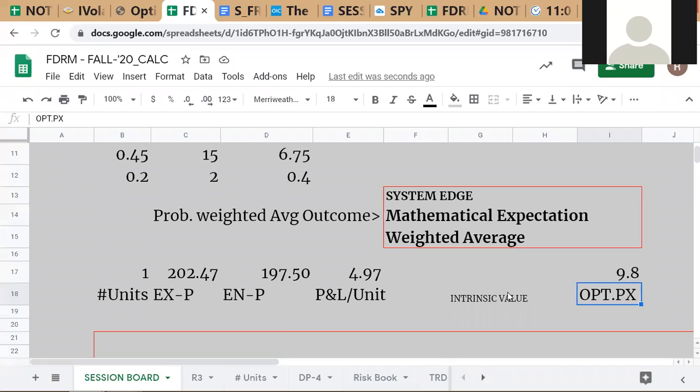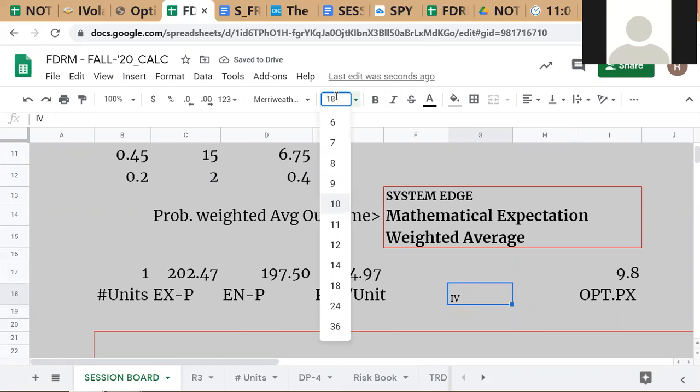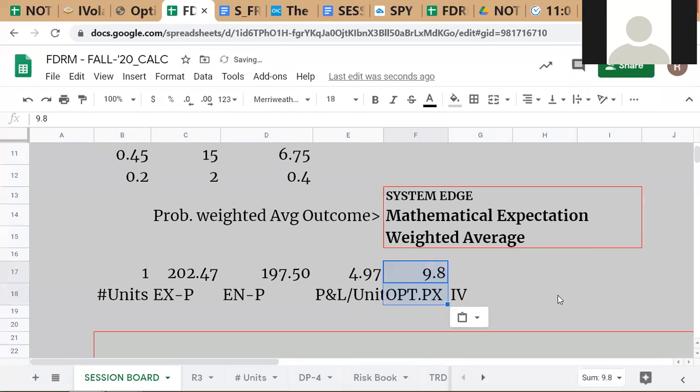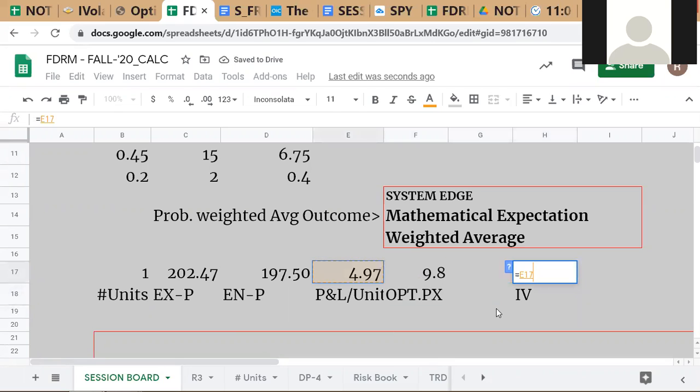Okay. And so in this case, the intrinsic value is this. I need one more column somewhere. Let's just write it as IV. And we can make it bigger. All right. Let's write it as IV and let's put it here to make it easier. Let's put the option price here. So the option price is 9.8. The IV is, we'll put it here. In this case, we'll just put the IV equal to this, 4.97. Okay.